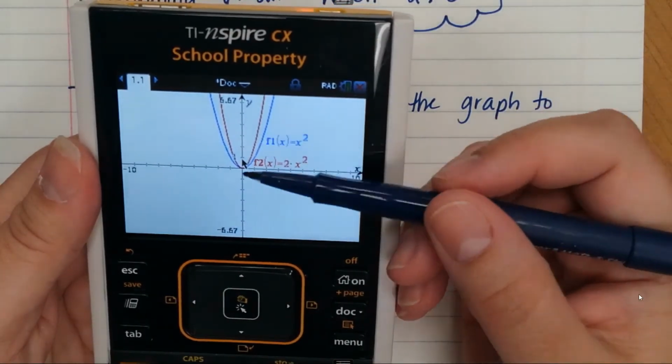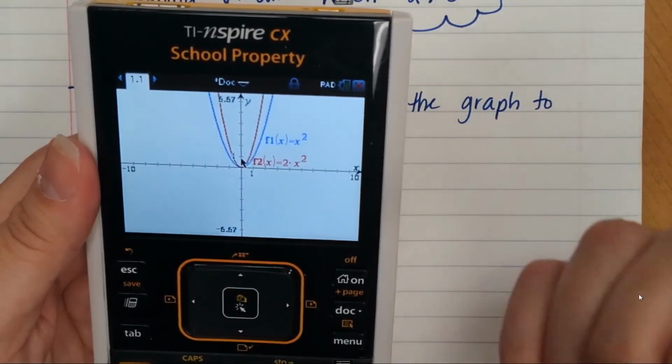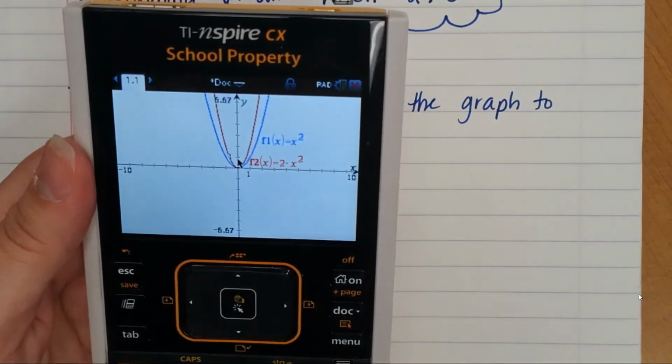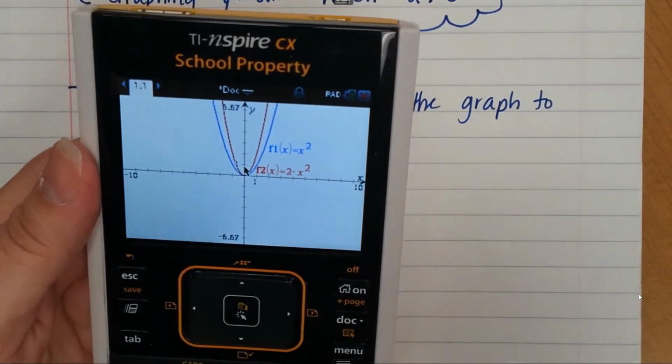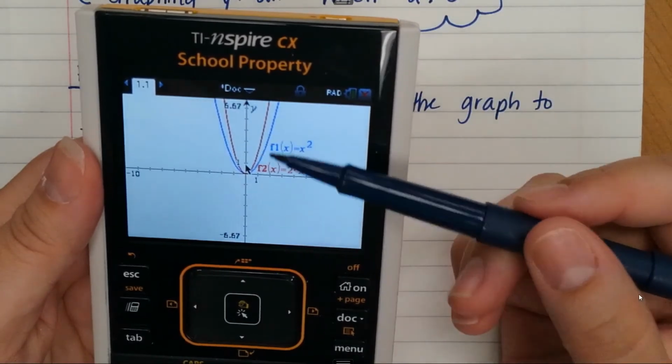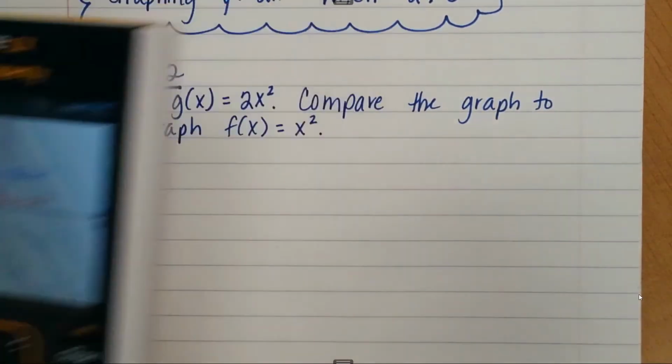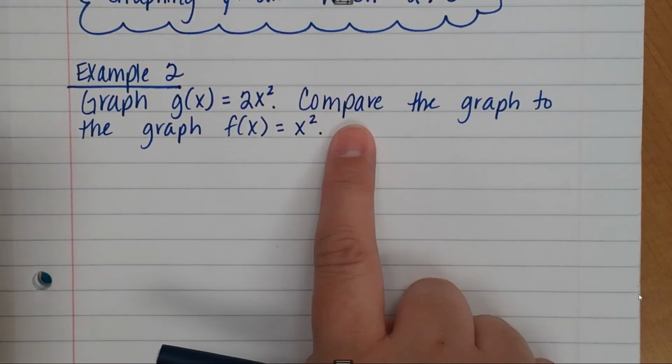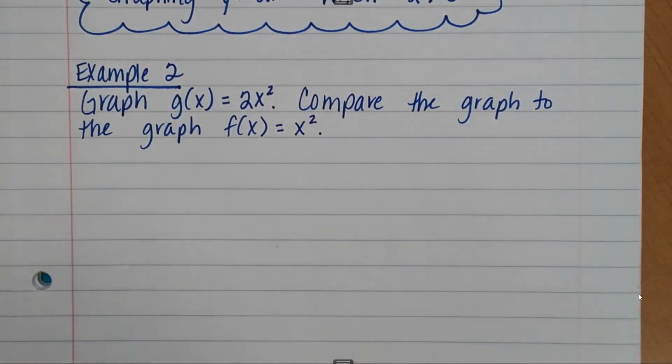And what do you notice happened to the parabola? Yep, it got narrower. Okay, so that's what we said in the notes, right? That it's going to be narrower and it's facing upwards. So that's how you compare it. When you have to compare, you got to talk about what happened.